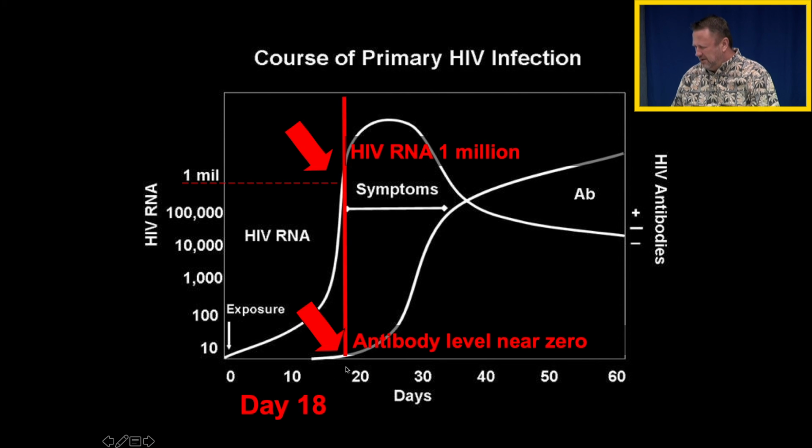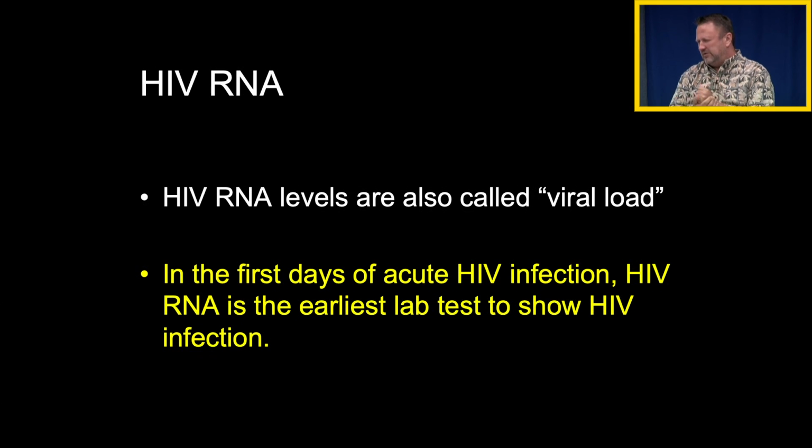Notice by about day 18 right here, my HIV RNA levels are really high, and yet my antibody levels haven't even started to go up. So in the first couple of weeks, the first test that's going to be positive in somebody who has acute HIV, primary HIV, is going to be that RNA level. And so if we think somebody's been exposed and we're waiting to see if they seroconvert, the first test that we want to do is HIV RNA, because that will turn positive first. So in the first days of acute HIV infection, HIV RNA is the earliest lab test to show HIV infection.